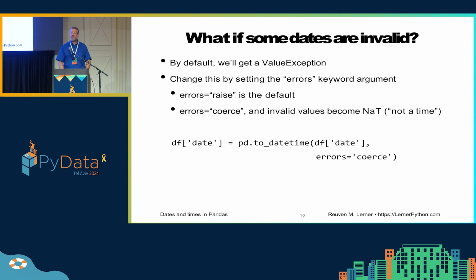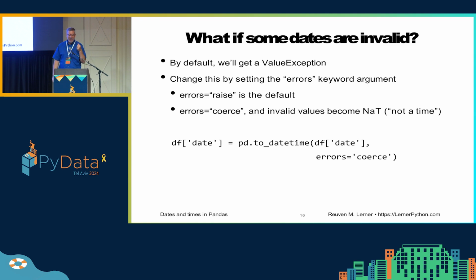Yeah, that's great, but what if some of those dates are not really valid? Well then, by default, we'll get an exception. We'll get a ValueError. And it'll say, I don't know what to do with this. Now we can actually change this. We can force it to accept things by saying errors equals, and then by default it's raise, meaning if there's a problem, raise an exception. That's where we'll get our ValueError from.